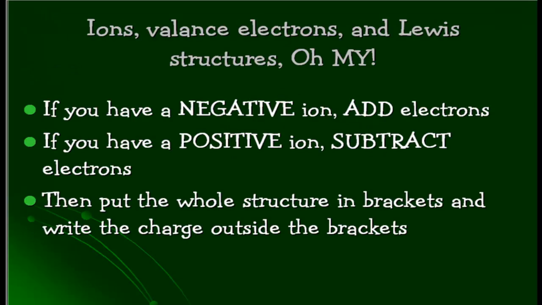Now when you have an ion, you have to adjust your valence electrons. So if you have a negative ion, you're going to add electrons. Remember, that's how negative ions are formed. A positive ion, you're going to subtract electrons. Then we're going to put the whole structure in brackets and write the charge outside the brackets.